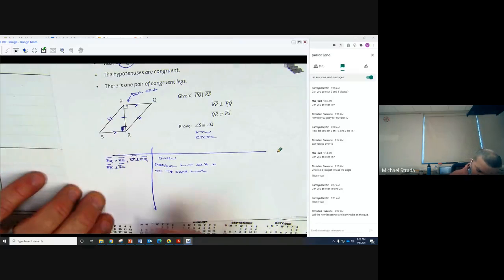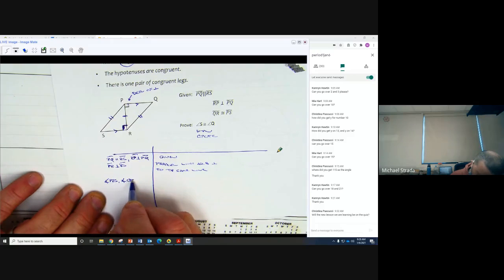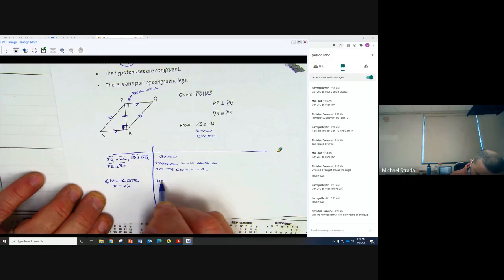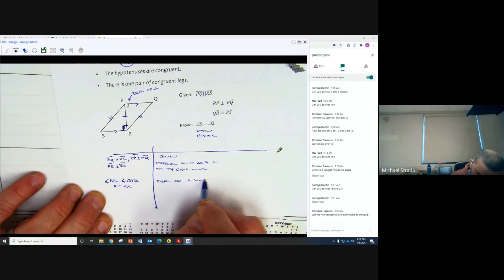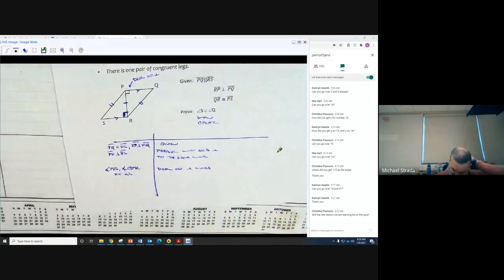All right. So now this is important, ladies and gentlemen. You now have to say that angle PRS and angle QPR are right angles. And that falls under the definition of perpendicular lines. Otherwise, you cannot use hypotenuse leg. It's great that they're congruent, but if you don't mention that they're right angles, it's a flaw in your argument and you're going to lose points.